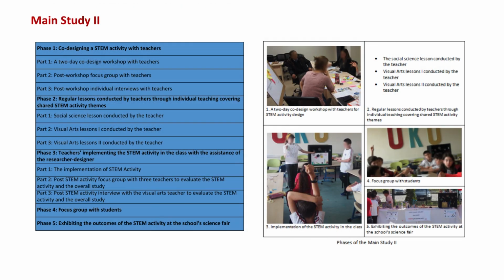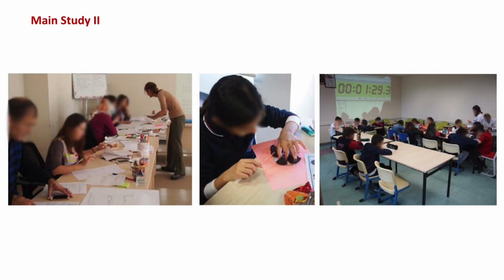Main Study 2 had the same aim and participants as Main Study 1, and it took place in the same private school in Turkey during the spring term of the 2017-18 academic year. This phase involved a co-design workshop, regular lessons covering shared STEM activity themes, implementing the STEM activity in class, focus group interviews with students, and finally, exhibiting the outcomes of the STEM activity at the school's science fair.